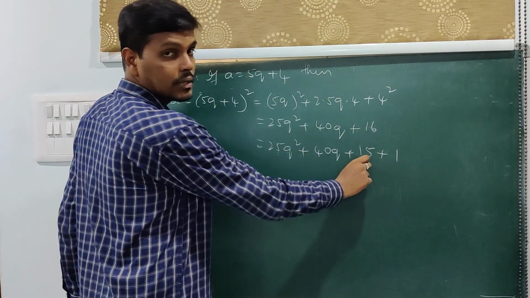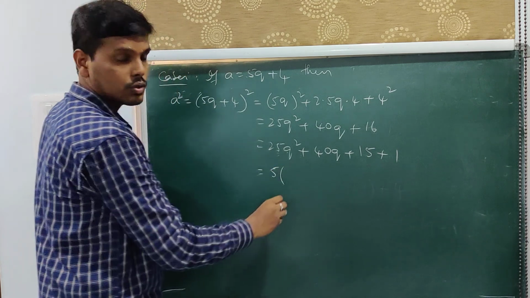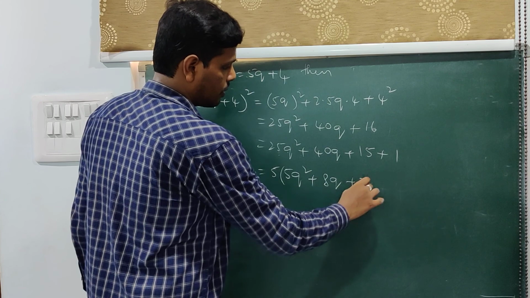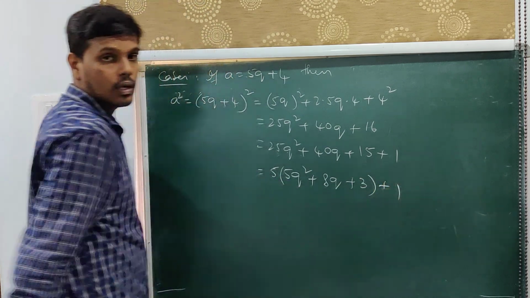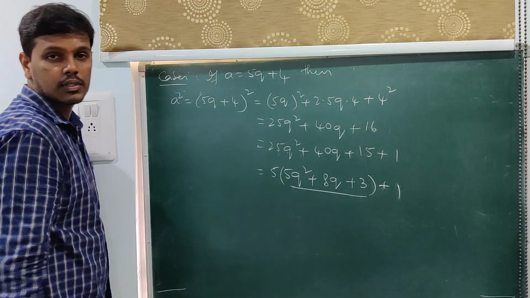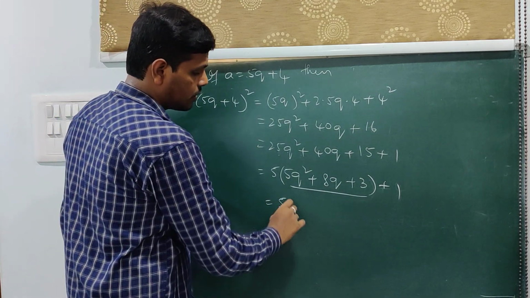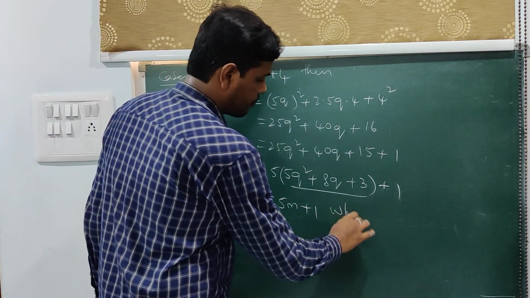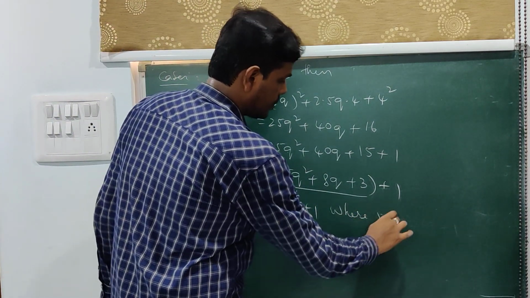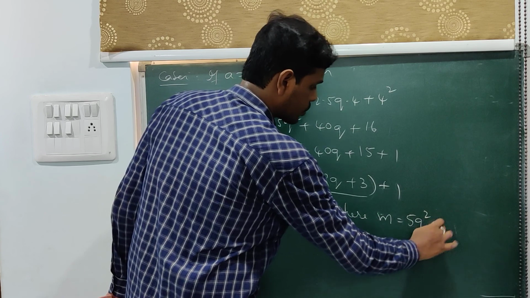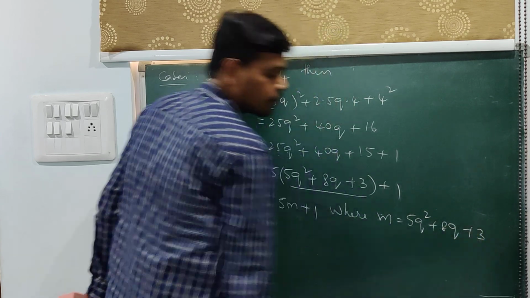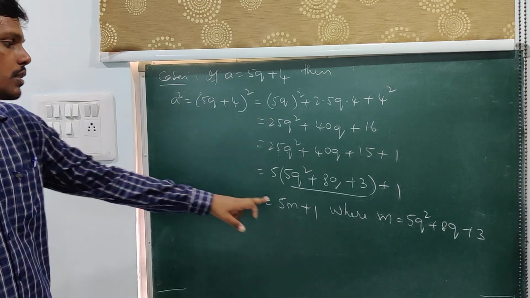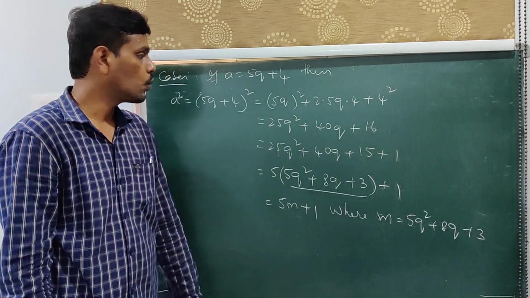Now out of all these three terms you can take 5 common. If you do so, this is 5q square plus 5 8s are 40q plus 5 3s are 15 plus 1. Now this entire value is some m say, then 5m plus 1 is what a square takes, where m takes the form 5q square plus 8q plus 3. So when a takes the form 5q plus 4, then a square takes the form 5m plus 1.